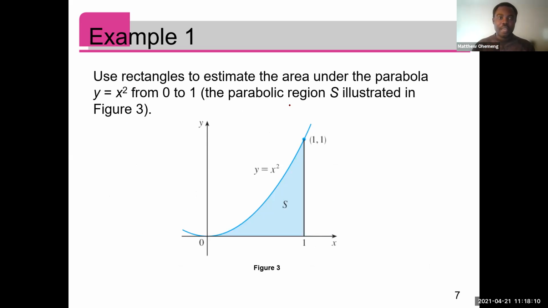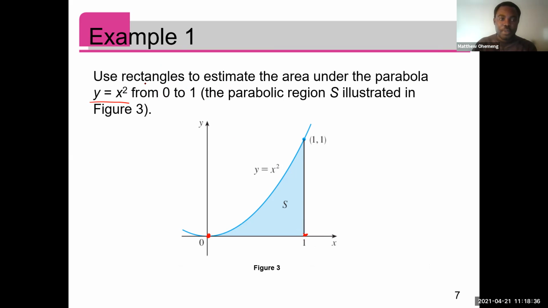So let's start with this example, which we'll use to give this idea. We are considering y equals x squared, and you're looking at it from 0 to 1, bounded within this region, from 0 here to 1. And you are looking at this area S.